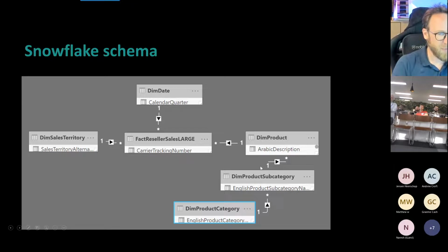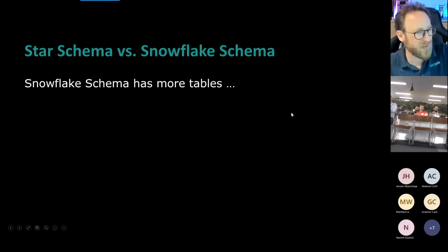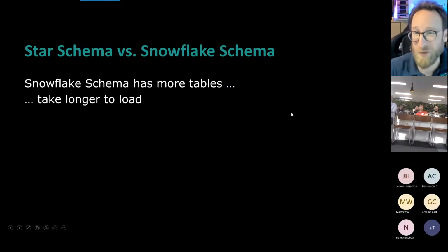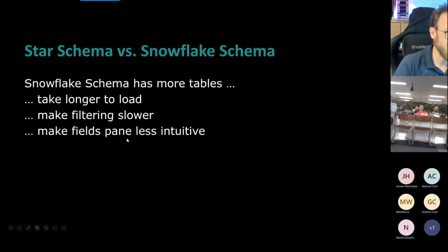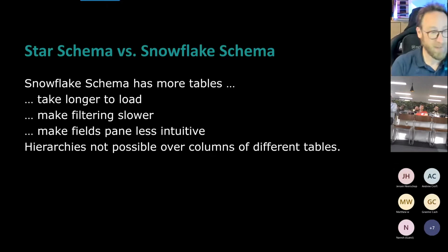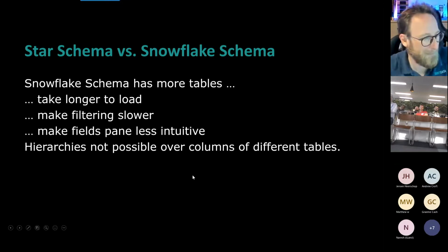And the other thing is if you want to build a hierarchy to collect different columns to put them into the report, you cannot do this over several tables. You have to have them in one table. I think I forgot one of the disadvantages which we can see here. So we have more tables. It takes longer to load. Also important because if I just load 5 tables, this will be faster than loading 7 or 15 tables. Then much slower filtering, and the field pane in the end user's tool will be less intuitive. Hierarchies are not possible with different columns.